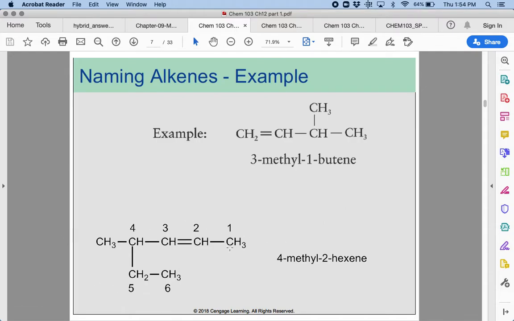In our example here, we need to find the longest carbon chain that contains the double bond. So 1, 2, 3, 4, 5, 6 is our longest carbon chain. We want to try and give everything the lowest numbers possible. If I started with 1 here, 1, 2, 3, 4 would be the number I would use for my double bond. If I start with the 1 here, 1, 2, I would get the double bond on the 2 carbon, which is a more desirable place for it. So I have 2-hexene, and then for my methyl group here, which is on the 4 carbon, I have 4-methyl 2-hexene.